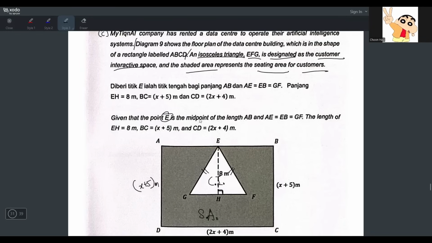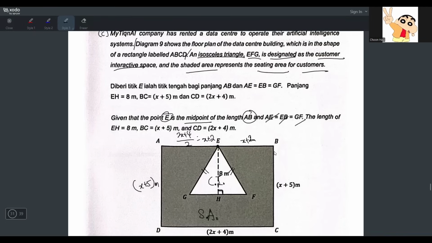Given that the point E is the midpoint of length AB. So E is the midpoint of AB, but AB will be the same as DC. So I can just take 2x plus 4, divide by 2, to get AE, because E is the midpoint. When you divide by 2, 2x divided by 2, you get x plus 2. This one also the same, you get x plus 2 also. Okay, so far okay. Now what?